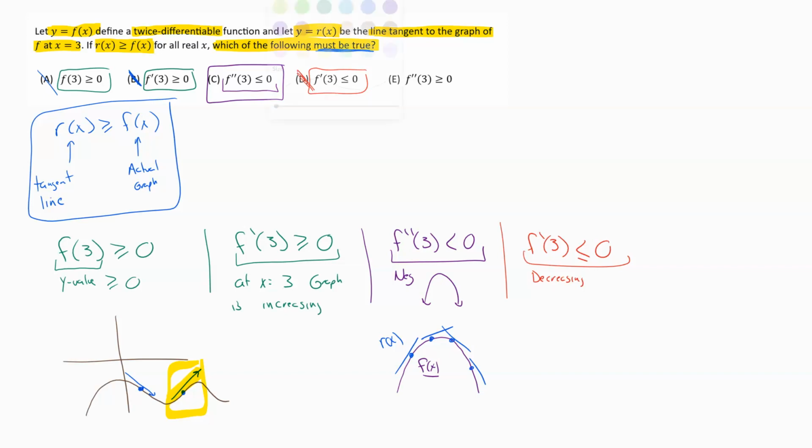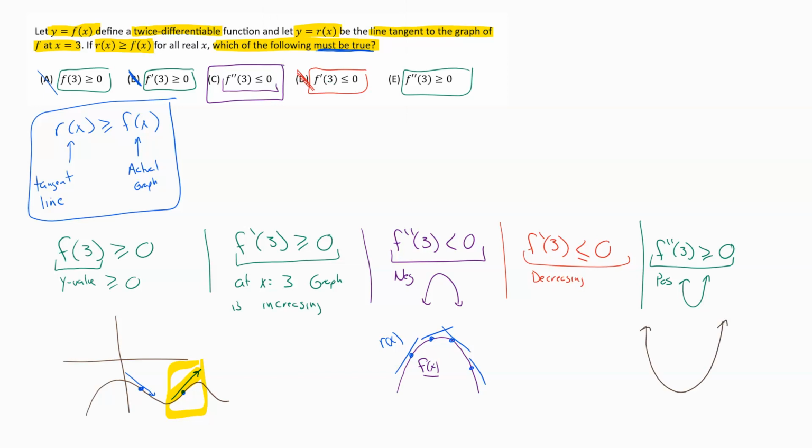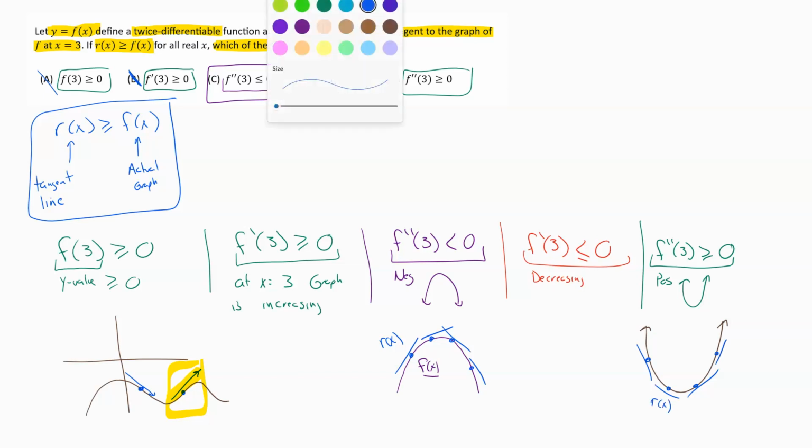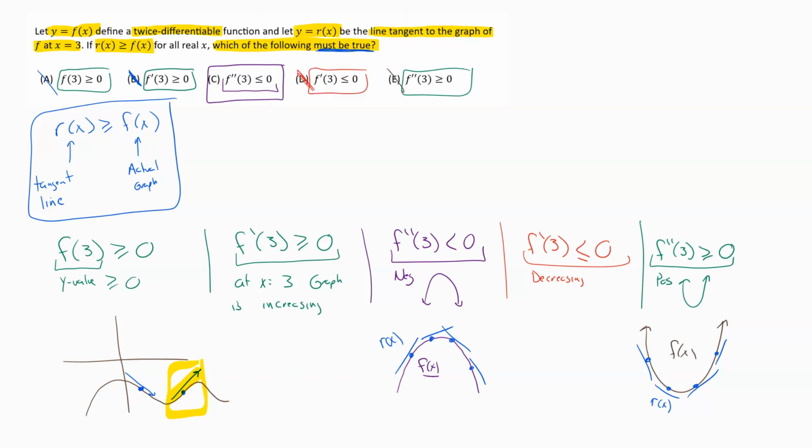And then if we look at this last piece at E right here, this is saying that our second derivative at 3 is greater than or equal to 0. So second derivative is about concavity. A positive second derivative tells us that this graph would have to be concave up. Well, if I start trying to draw tangent lines on a concave up shape, what we'll notice is that all of those tangent lines are actually down below our graph everywhere. So that's the opposite of what we want. We don't want our r of x graph to be below our f of x graph. We wanted it to be above always. And so that's why this one is definitely not true. It's not even possible. So this would be option C.